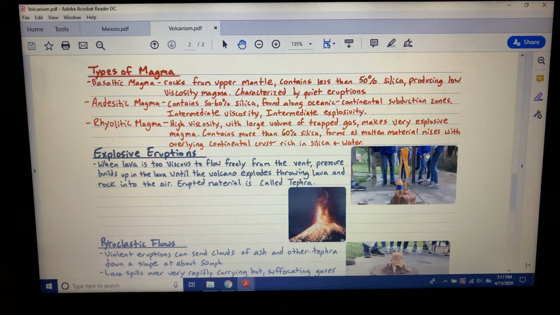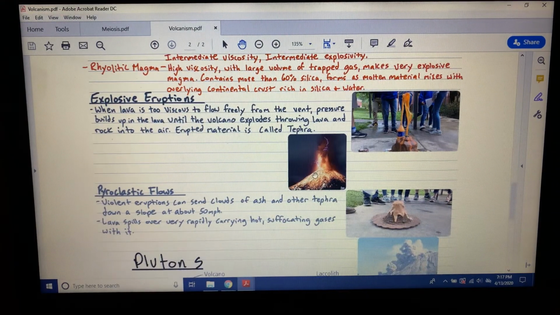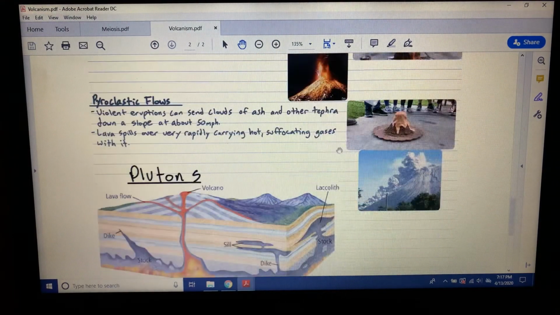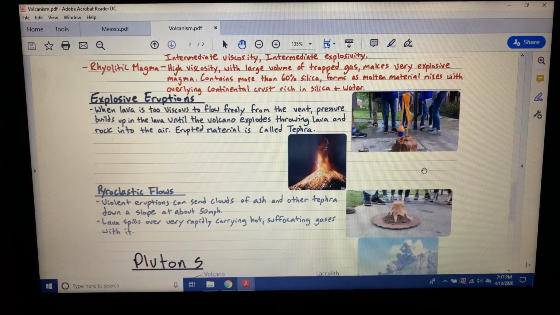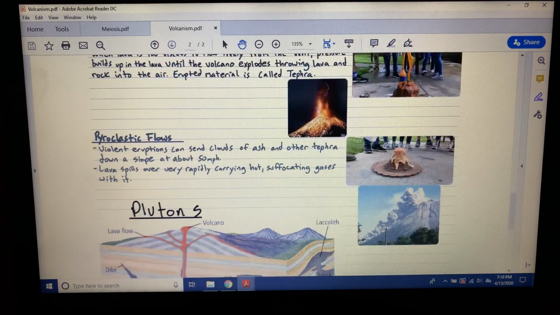To show you the difference between those, I do have an example of an explosive eruption and a pyroclastic flow where there is lava coming out. You just don't see it. It's underneath the smoke there, but it is accompanied by a lot of smoke. And then also an experiment that we did last year where we did some Mentos and Coke, which is really Sprite, and then some vinegar and baking soda, and then the differences between those.